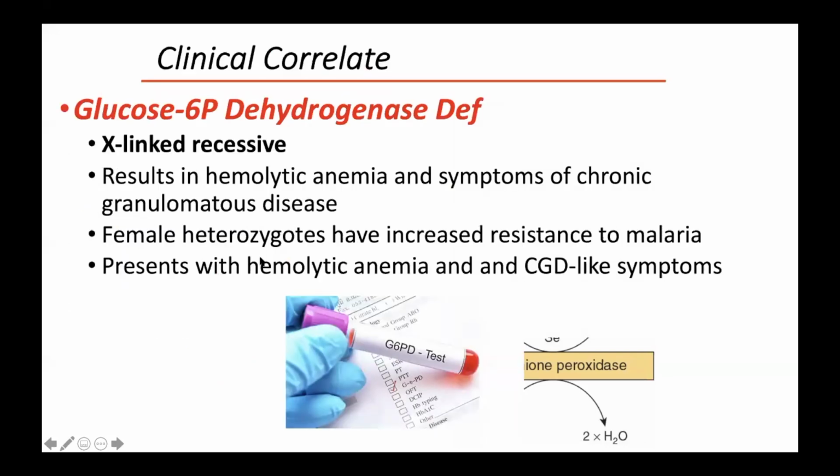Now, we mentioned already glucose 6 phosphate dehydrogenase deficiency. This is the major clinical correlate for this pathway. It's X-linked recessive. So, who's affected? It's the males. It usually presents with hemolytic anemia and sometimes symptoms of chronic granulomatous disease. We will mention in a while the usual manifestations of CGD. The female heterozygotes of this genetic disease have an increased resistance to malaria.